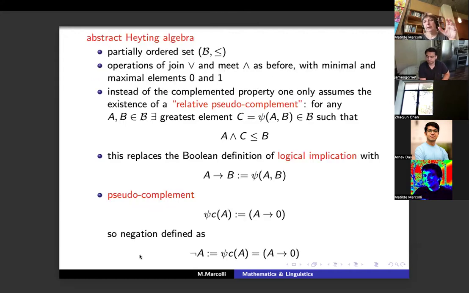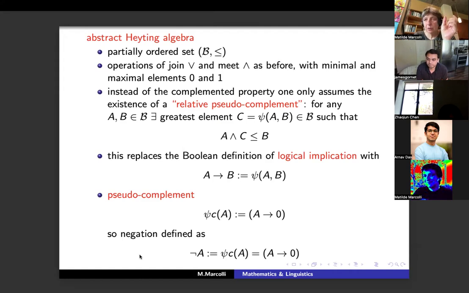So the abstract definition of a Heyting algebra follows the definition of a Boolean algebra up to some crucial difference. You start in the same way. You have a partially ordered set, and you have two operations of join and meet as before, with minimal and maximal elements. So with the same basic properties, but you don't have the complemented property. One assumes the existence of what is called a relative pseudo complement.